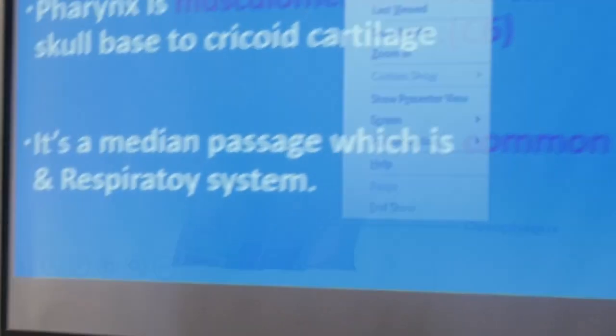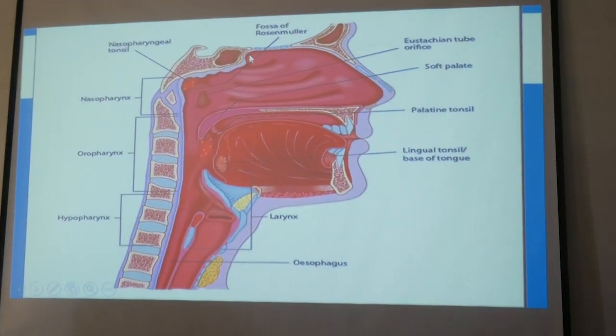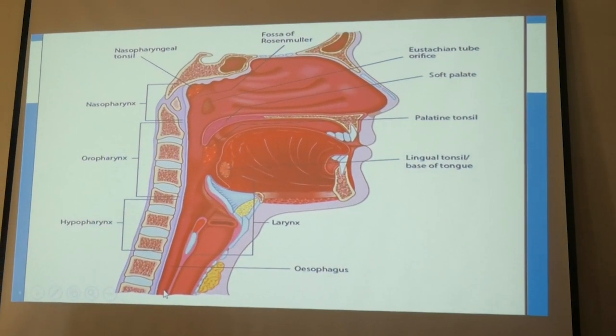There are two connections. Okay, between the nasopharynx and oropharynx there is soft palate. Okay, and between the oropharynx and laryngopharynx there is epiglottis. Okay, so this is the main difference. Okay, so next, so see, this is the pharynx. So we could see it is extending from the base of the skull up to the cricoid cartilage.